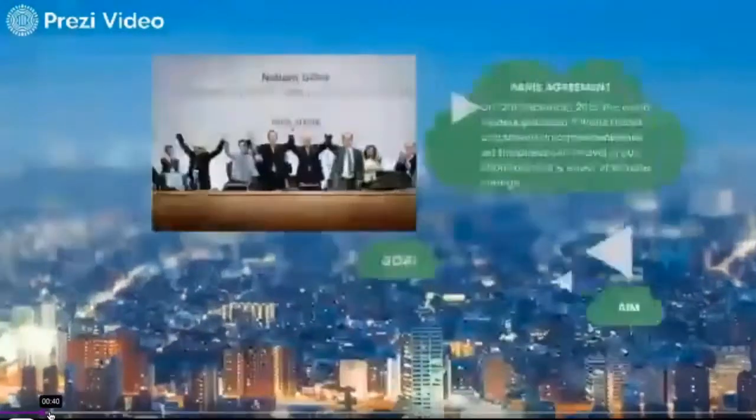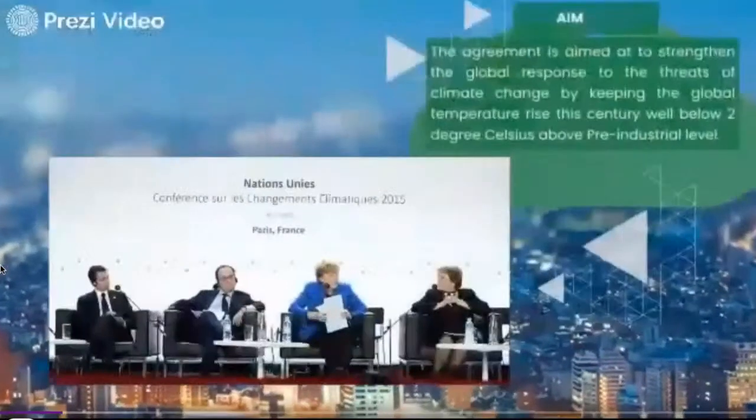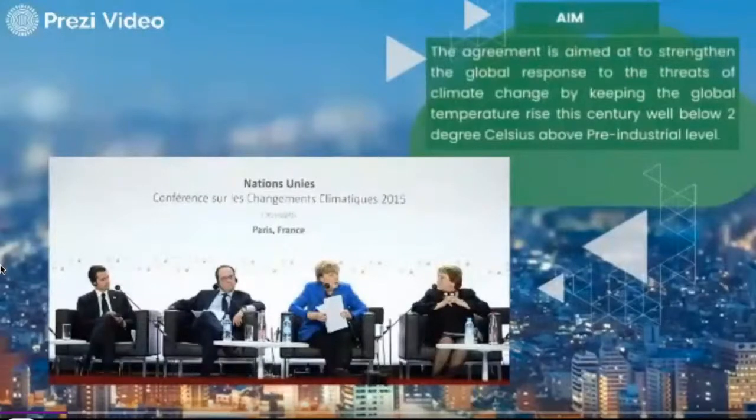Firstly, we take ourselves to the issue of the Paris Agreement. In the year 2015, world leaders, more than 100 of them, gathered in Paris and signed an agreement which is referred to as the Paris Agreement. This agreement is aimed at strengthening the global response to the threat of climate change by keeping the global temperature rise this century well below 2 degrees Celsius above pre-industrial level.